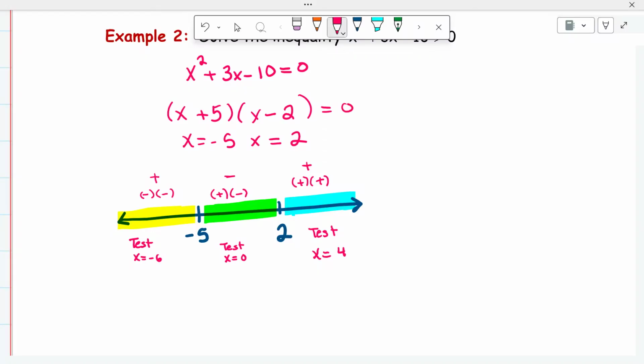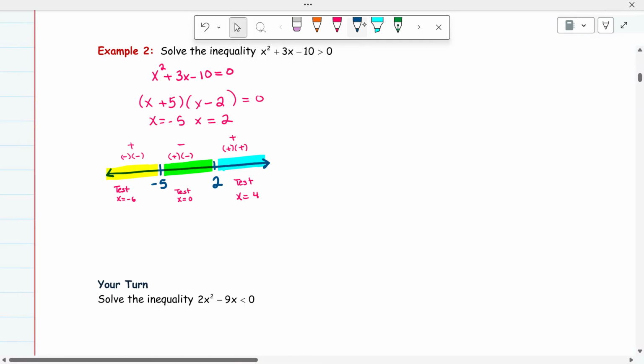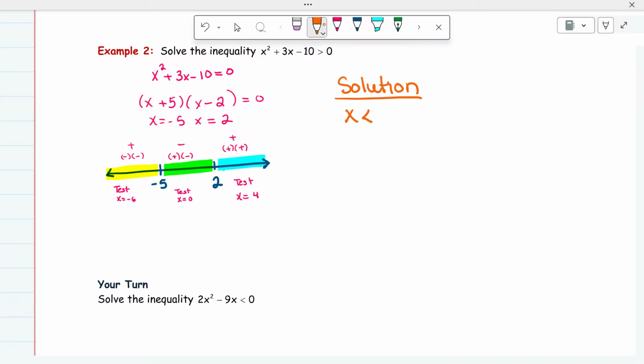So those are my two solution areas. This inequality has a solution. My solution is where x is less than -5, or when x is greater than 2. That's your solution.